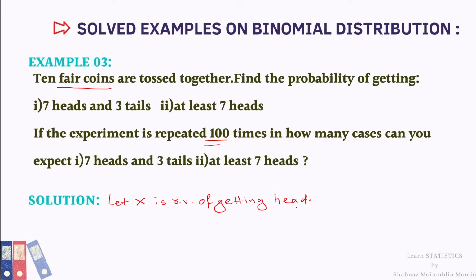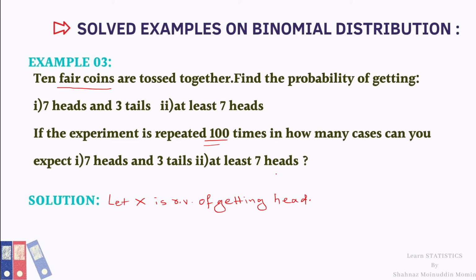First we define a random variable. By observing the example, we come to a conclusion that we are going to learn an experiment which is repeated 100 times, and 100 is a finite number, and an experiment results in success and failure. Here success is getting head and failure is getting tail. This means this example can be solved with the help of binomial distribution.